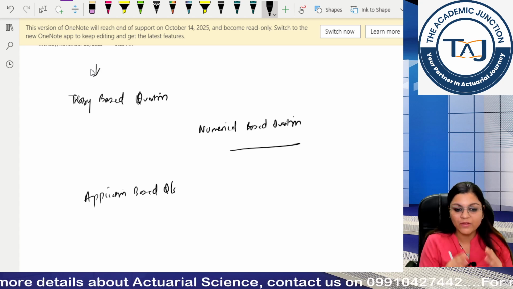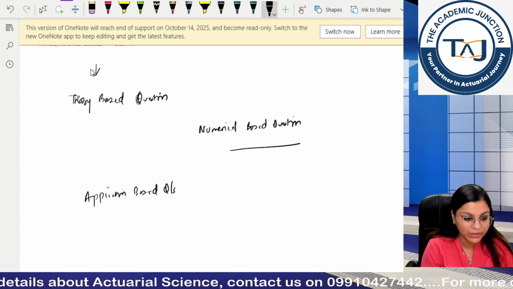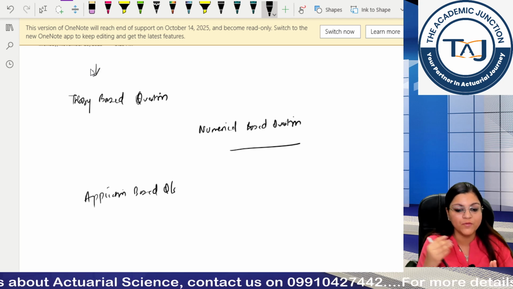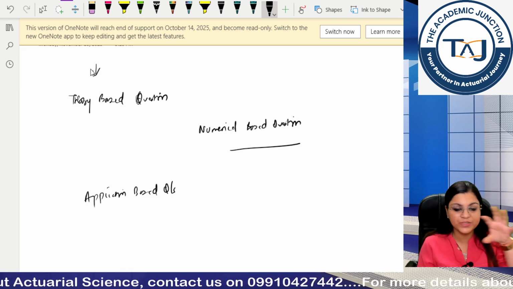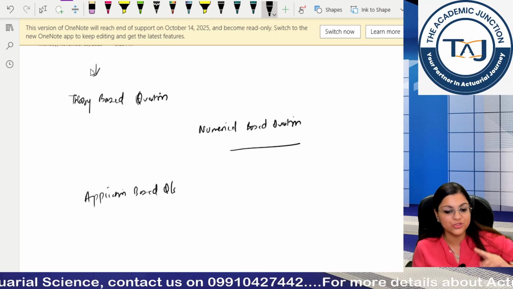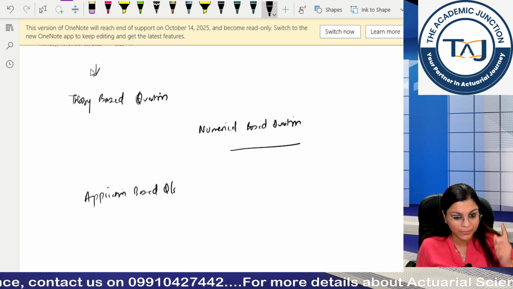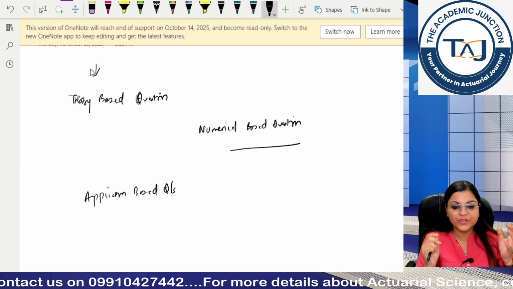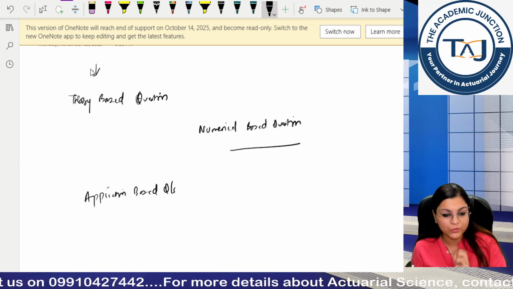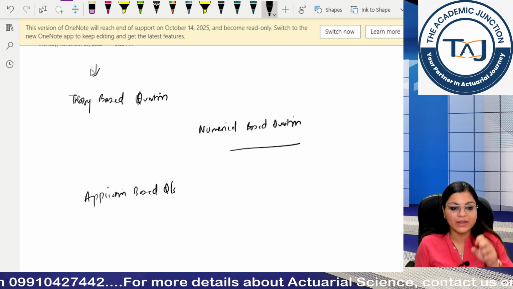So we need to have different strategies clear in our mind. I mean, different ways of approaching questions will be there. If it's a theory based question, I have to make sure technicalities are there. If it's a numerical based question, I have to make sure that I am mentioning proper steps. If it's an application based question, I have to check on the conceptual understanding and apply it.